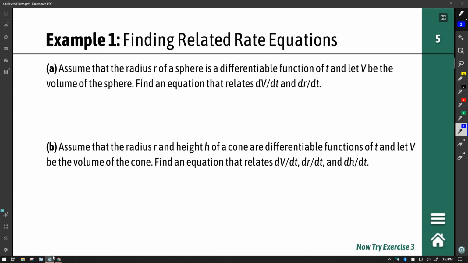Part A here, assume that the radius of a sphere is a differentiable function of t and let V be the volume of the sphere. Find an equation that relates dV/dt and dr/dt.